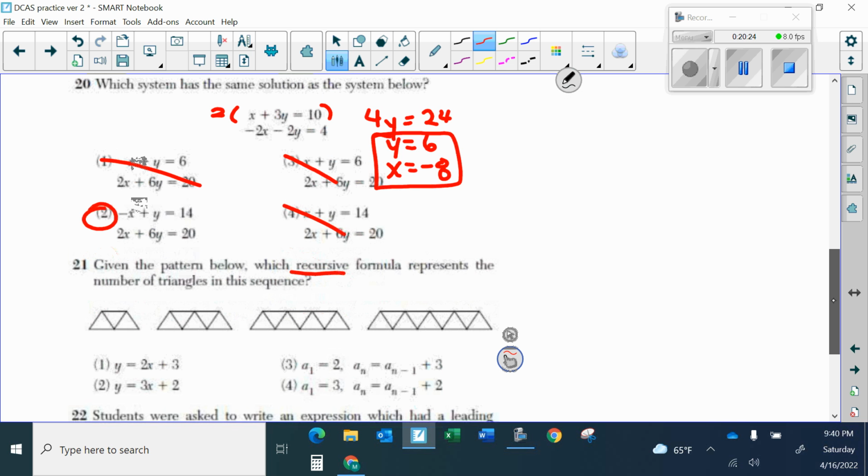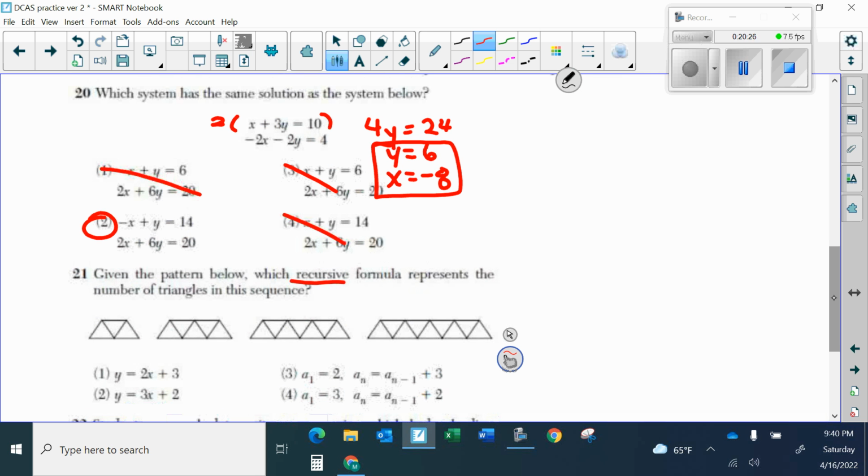Okay. Here, which system has the same solution as the system below? So I have this system. I'm going to go ahead and multiply the top equation by 2. So I get 2x there and a minus 2x, so we'll cancel that one out. And then I have 6y minus 2y is 4y, and then 20 plus 4 is 24. Divide each by 4 and I get y equals 6. Plug that back into the first one and I get x equals negative 8.